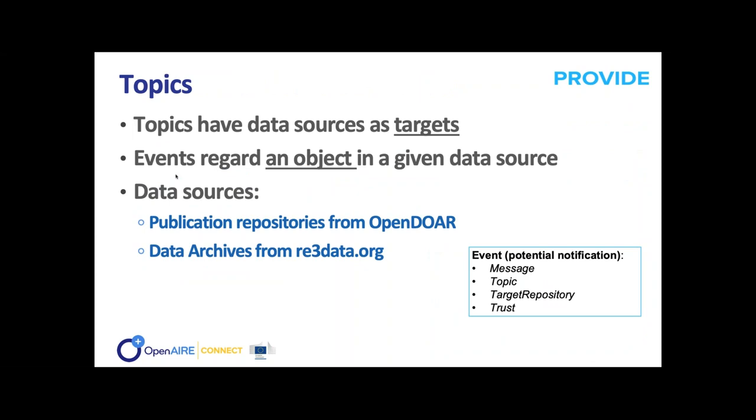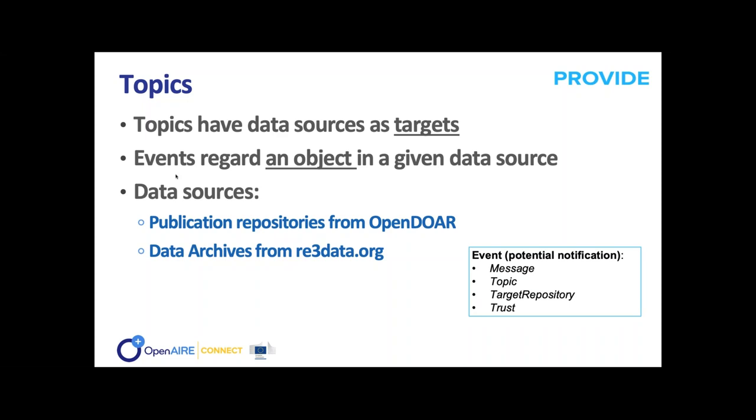Let's go again to the broker. So topics are produced for specific data sources. Whenever OpenAIRE produces a topic, it's about a target repository, about a specific object in that repository. The topic is of course assigned, it gives a message, for example, I have enriched this record with an abstract, and includes a level of trust.